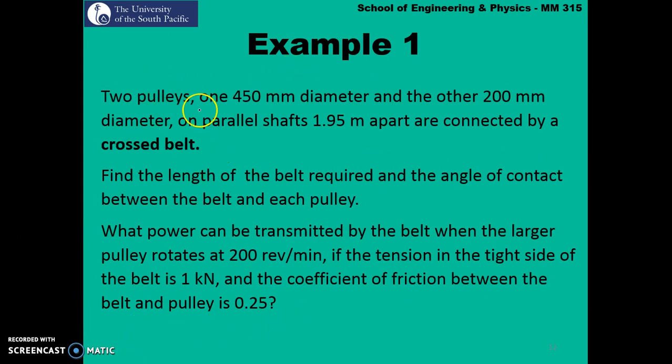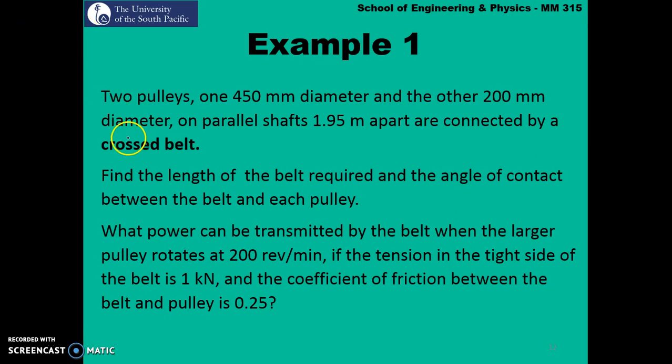So now we have an example. Two pulleys: one is 450 mm in diameter, the other is 200 mm in diameter. The parallel shafts are 1.95 meters apart and are connected using a cross belt drive. You have to find the length of the belt required. Then, what power can be transmitted by the belt when the larger pulley rotates at 200 revolutions per minute, if the tension on the tight side of the belt is 1 kilonewton and the coefficient of friction between the belt and the pulley is 0.25.